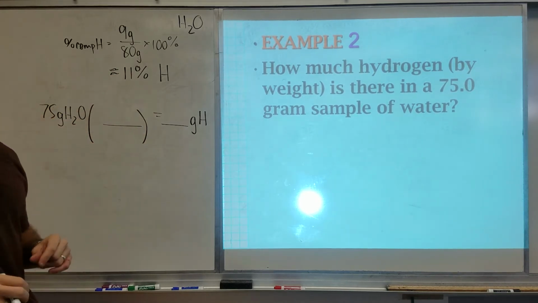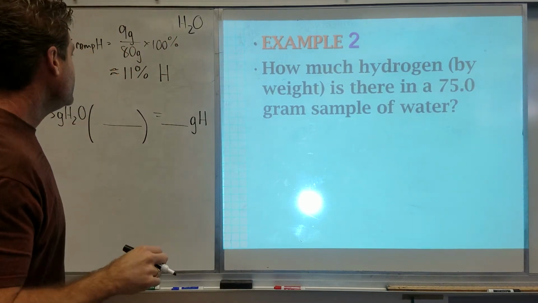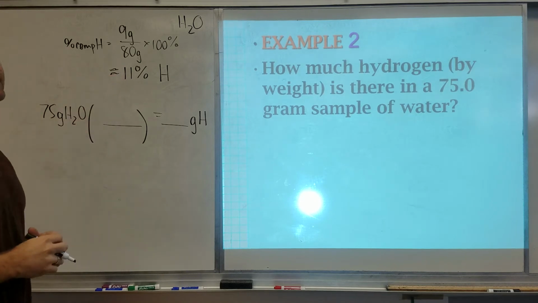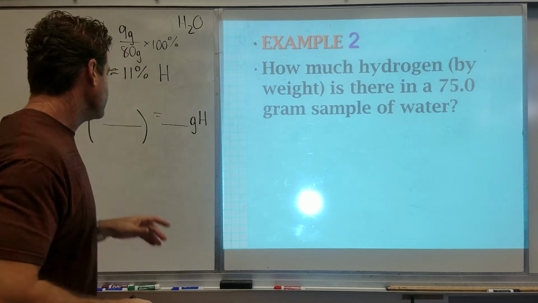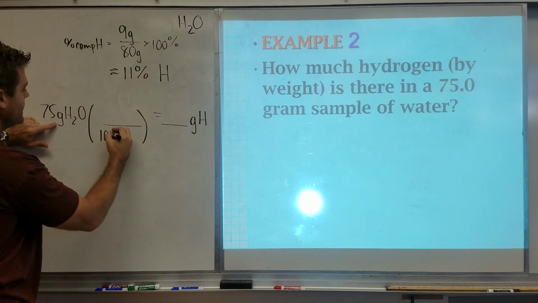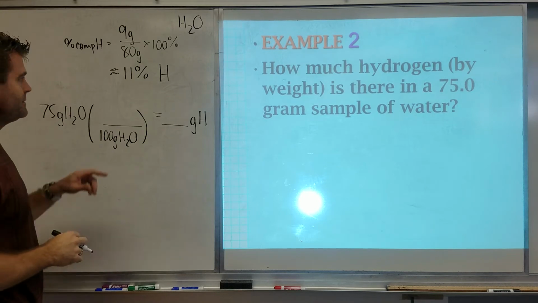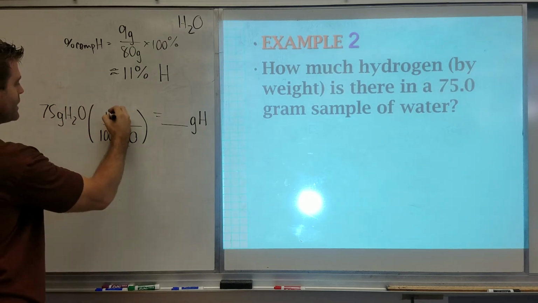You guys remember, percent is percent. Cent, when you think cent, it's 100. It means of 100. So if I had 100, 11 of it would be hydrogen. That's what percent means. So I'll make up a thing. If I had 100 grams of water, how much of it would be hydrogen? Wouldn't 11 grams of it be hydrogen?